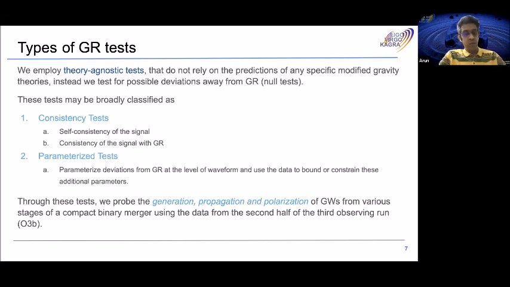So through this test, we probe the generation, propagation, and the polarization of gravitational waves from the various stages of the dynamical evolution of the compact binaries using the third observing band, the second half of the third observing band.